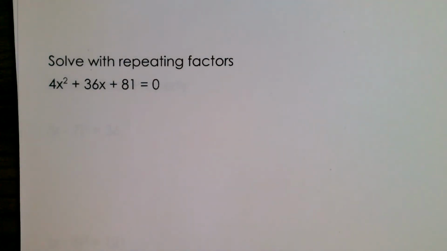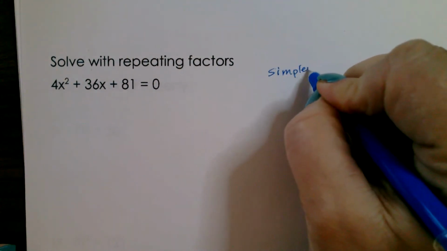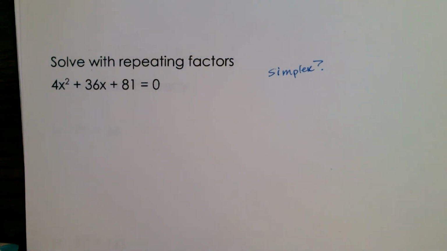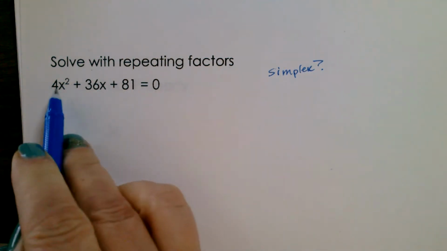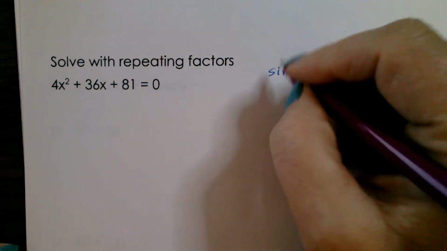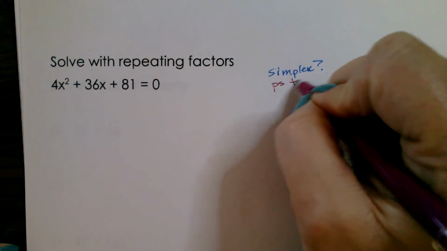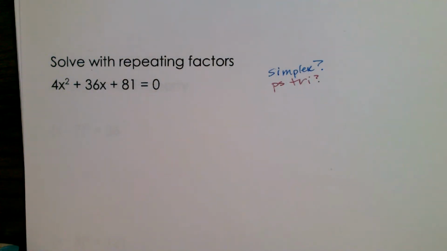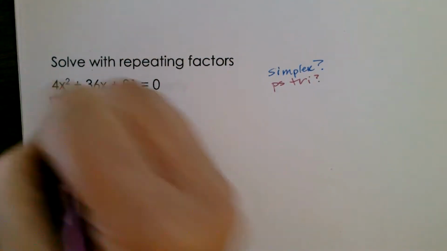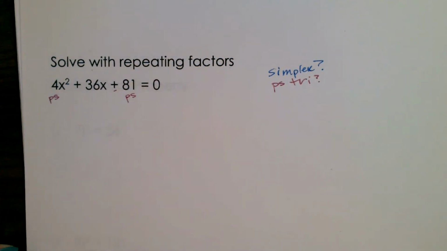Now we're going to begin to solve. Again, my questions are the same. Can we make this simpler? I don't know. The answer would be no. Then you're going to ask yourself, is it a perfect square trinomial? Is this a perfect square? Is this a perfect square with a plus sign in the front?